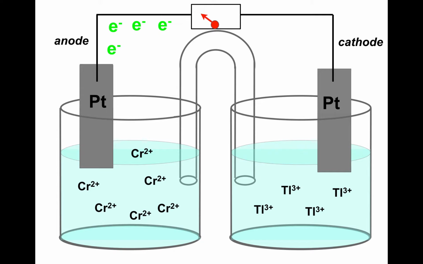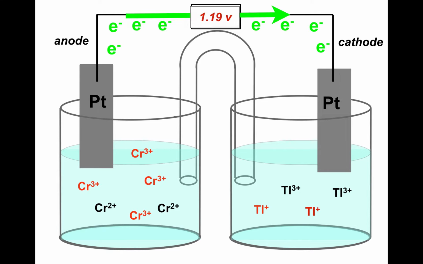So as chromium 2 loses its electrons and thallium 3 takes the electrons, electrons flow from the anode, where chromium 2 plus is losing electrons, over to the cathode, where thallium 3 plus is gaining them. So as the electrons flow, the concentration of the chromium 3 plus builds up, and the concentration of the thallium 1 plus builds up, and I generate a voltage.